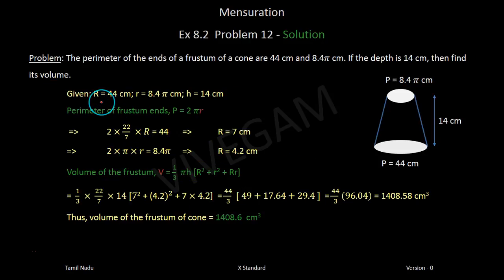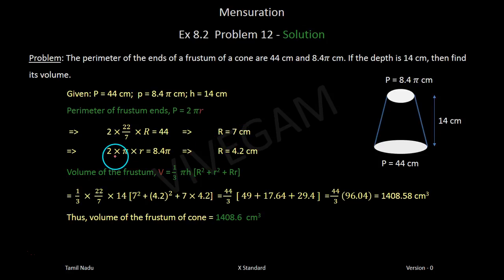Okay, solution. Given the perimeter of the bigger end is 44 cm, the smaller end perimeter is 8.4 pi cm, and the height is 14 cm. The perimeter of the frustum end, which is nothing but a circle, is given by the formula P equal to 2 pi r. So for the bottom end, where it is bigger in size, we get 2 into 22 by 7 into capital R equal to 44. So 2 into 22 is 44 and this 44 will get cancelled. The 7 will come to the other side, so R will be equal to 7 cm.